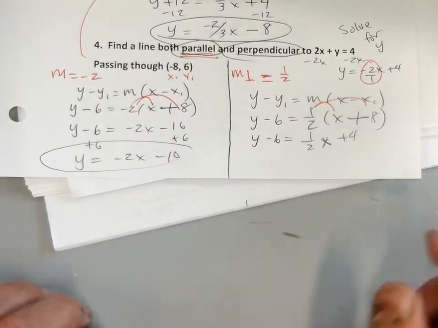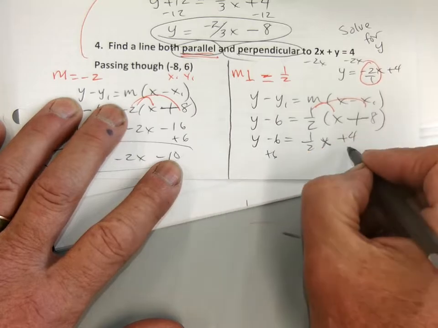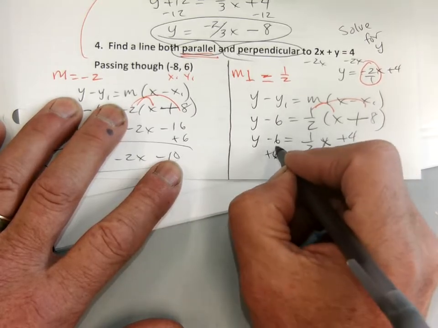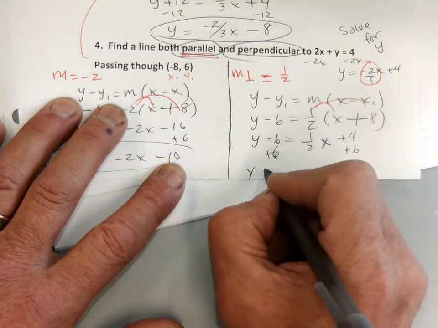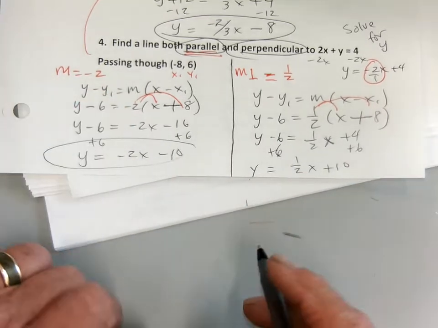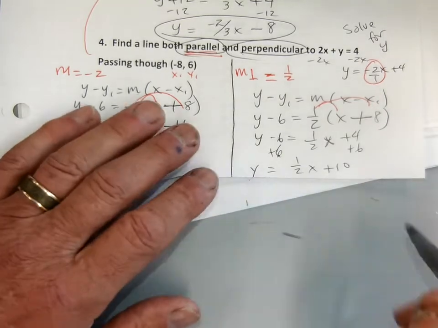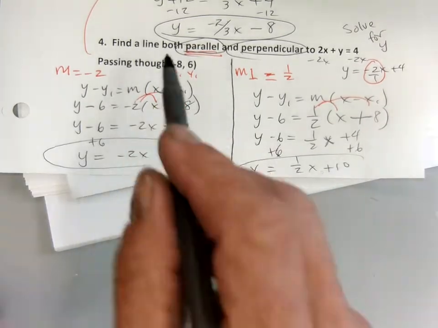Okay. Plus 6, plus 6. I'll have y equals 1/2 x plus 10. Interesting. Negative 10 positive. That doesn't always happen. So this one's perpendicular through this point.